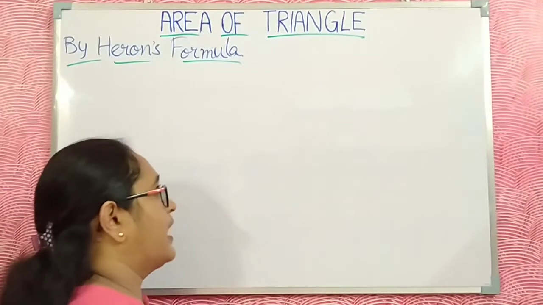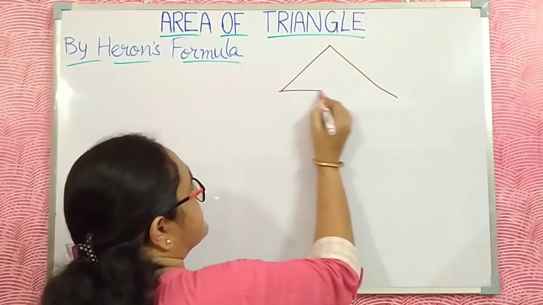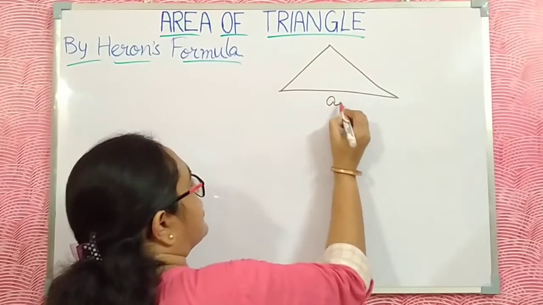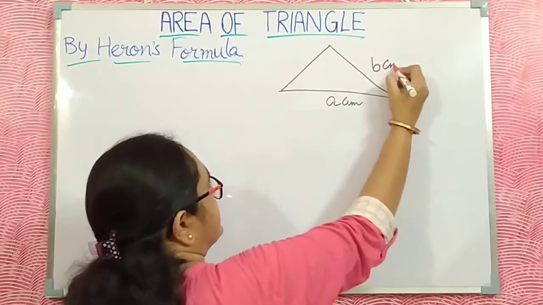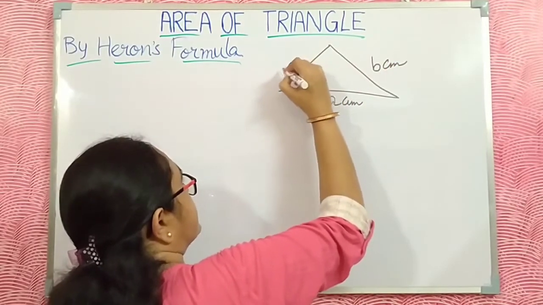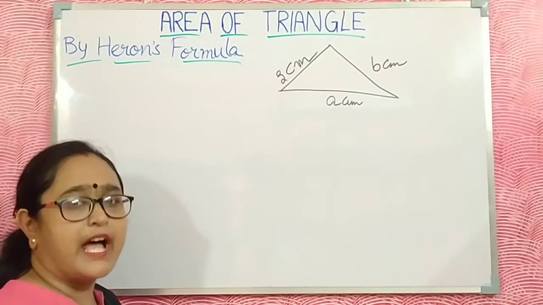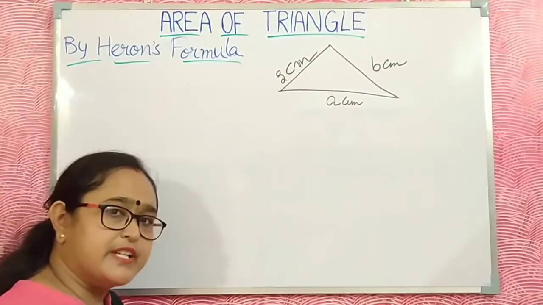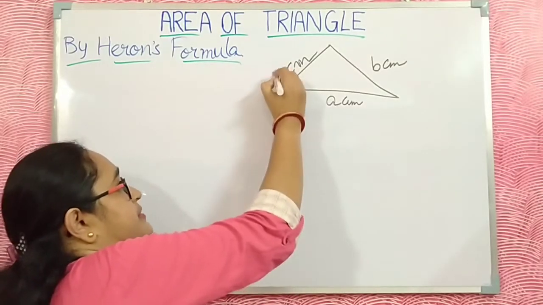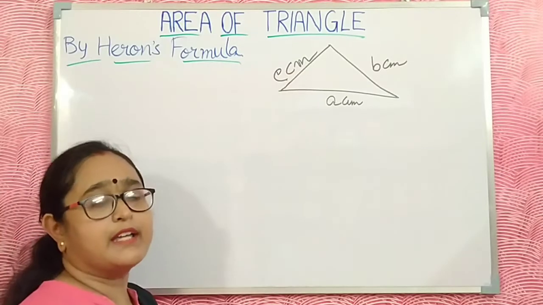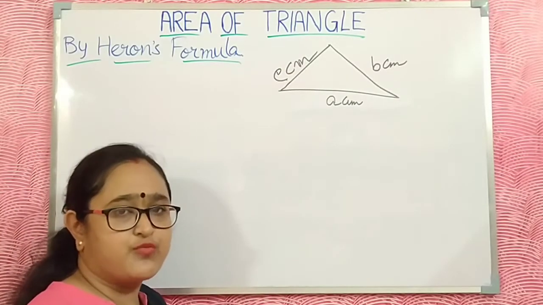What is Heron's formula? I just take a triangle like this. This is a scalene triangle. The length of this side is a centimeter, this is b centimeter, and this is c centimeter. Sorry, this is c centimeter. Now I will find the area of the triangle by using Heron's formula.